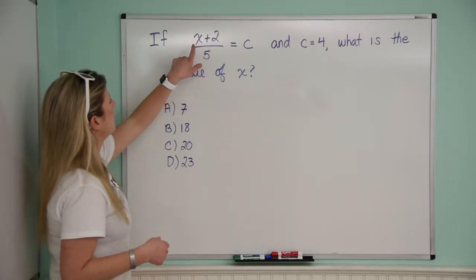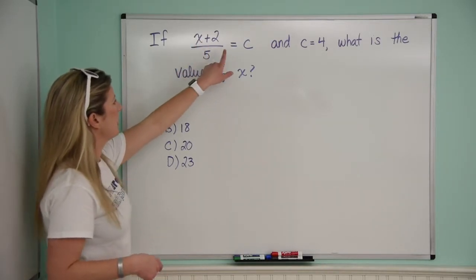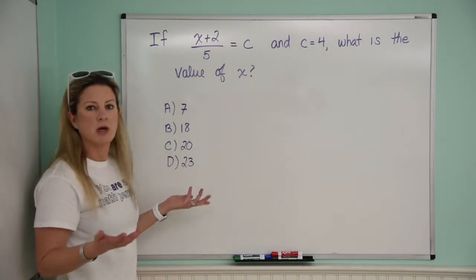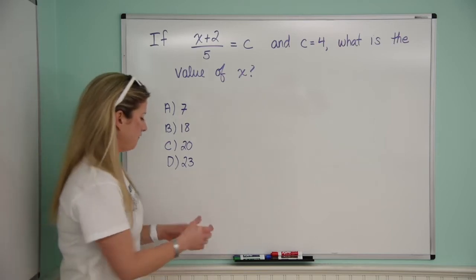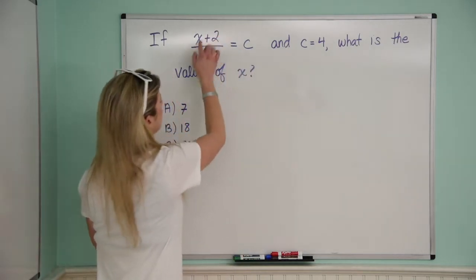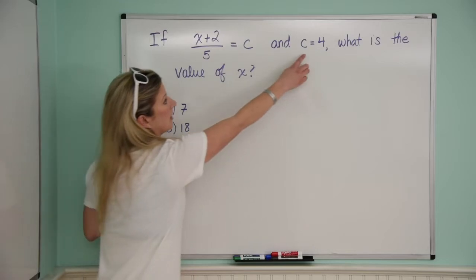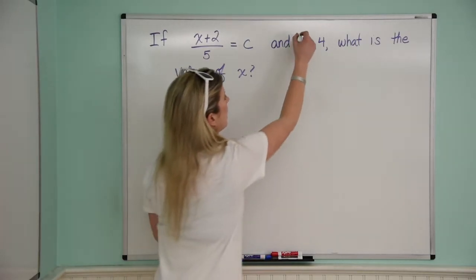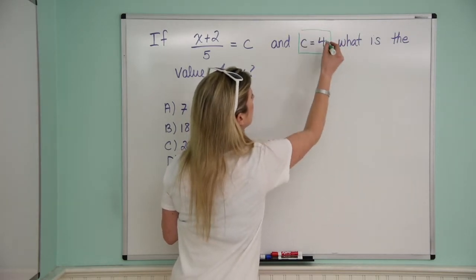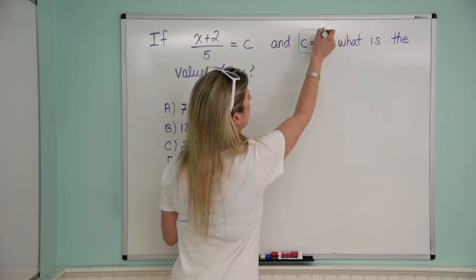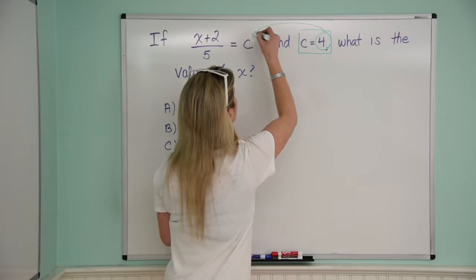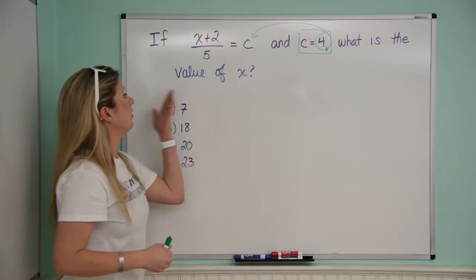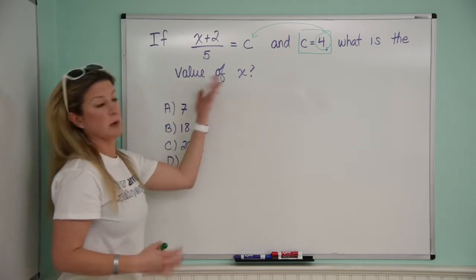If the quantity x plus 2 divided by 5 equals c, and c equals 4, what is the value of x? Great. First, we have two variables, x and c, but we're told that c equals 4. So right away, we are going to take the number 4 and plug it in for c. That way we only have one variable, x, which is what we want to solve for.